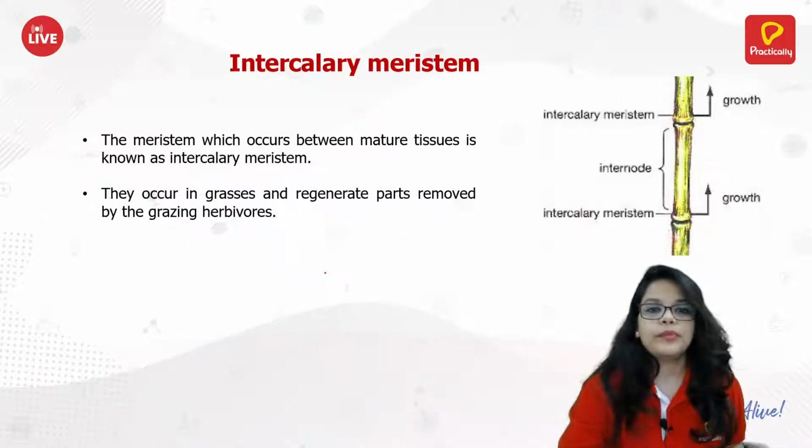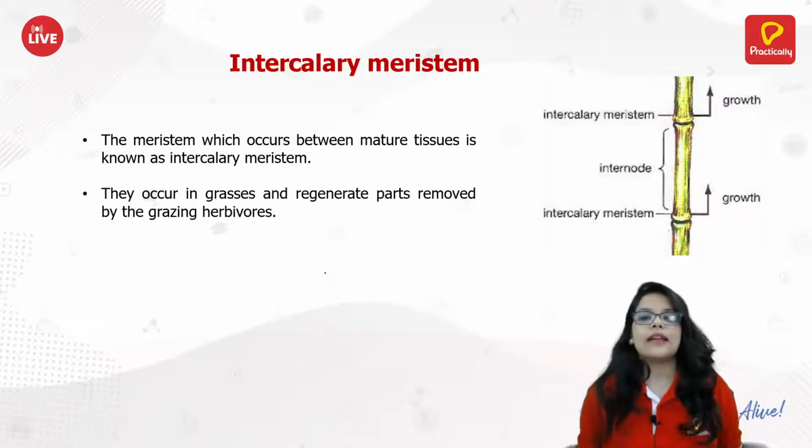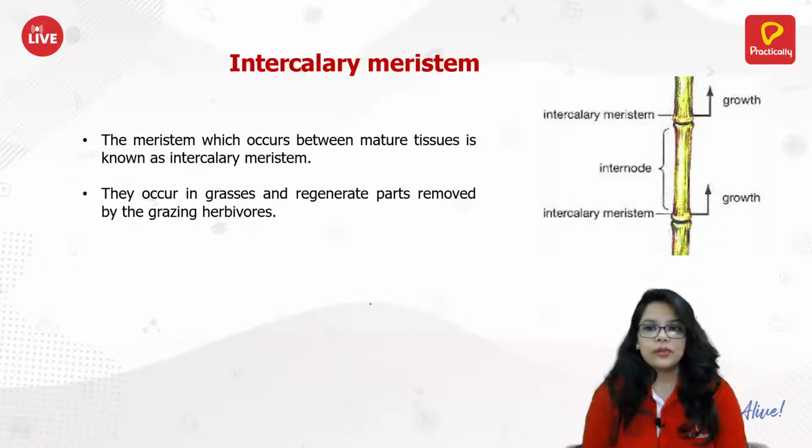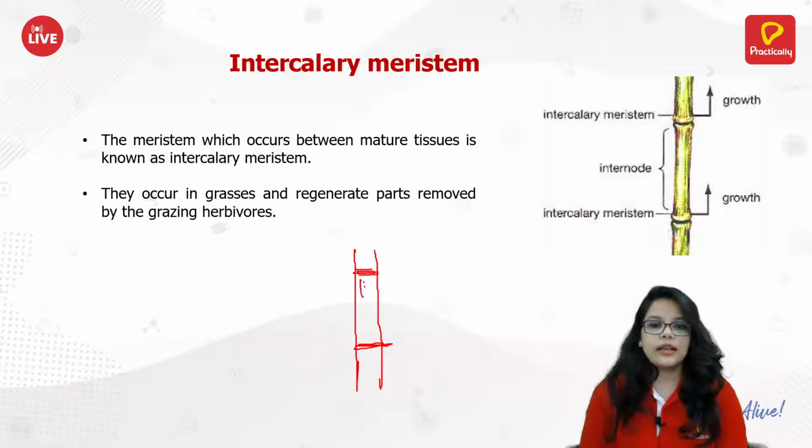Okay, so next is the intercalary meristem. This meristem occurs between mature tissues. As you can see in this drawing, suppose this is a bamboo stem or something. They'll have some mature tissues, and in between these mature tissues, they'll have some tissues which will grow.